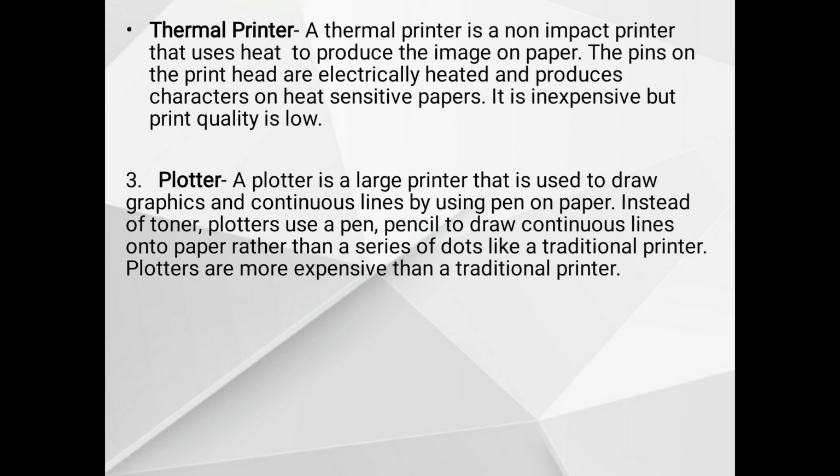So after monitor and printer, the third type of output device is plotter. So plotter is basically a large printer through which you can draw graphics and continuous lines, usually meant for drawing continuous lines by using pen or pencil on the paper. So instead of using toner, plotters use pen or pencil to draw continuous lines onto the paper, rather than a series of dots like a traditional printer. So plotters are more expensive than a printer. Okay, so these are the different types of output devices.